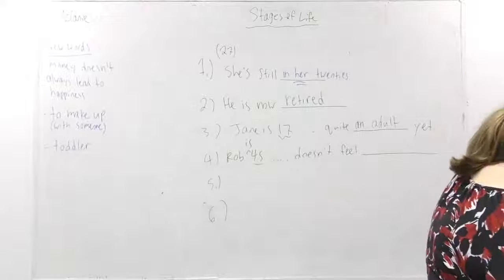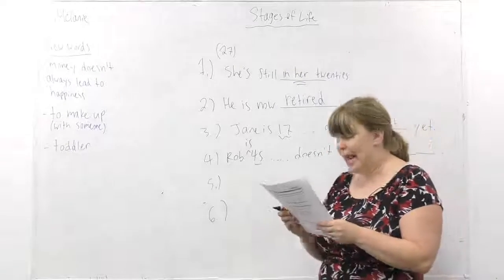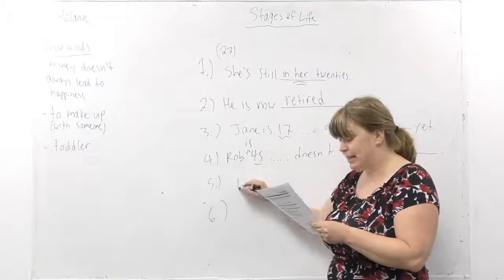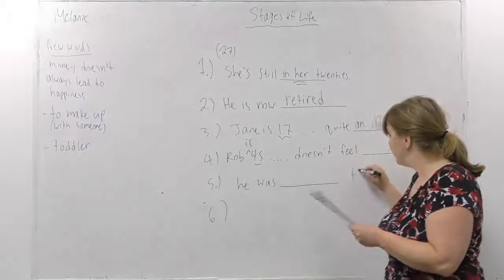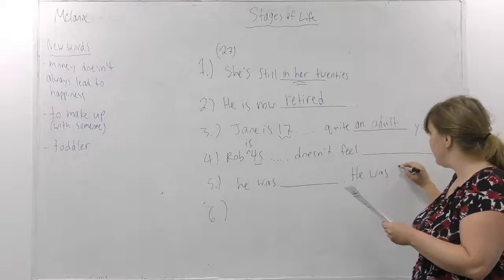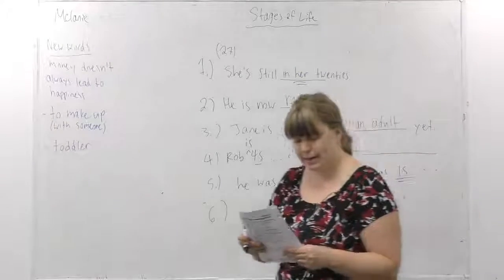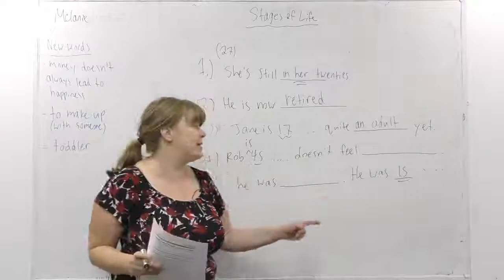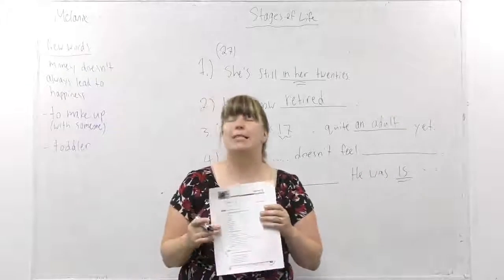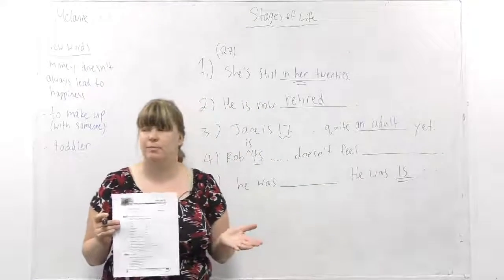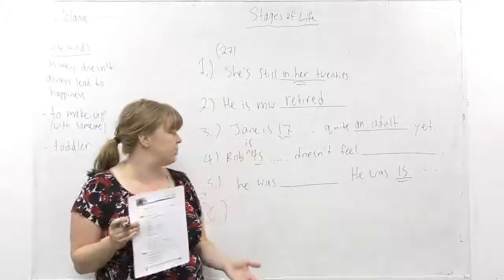Okay, and I'm going to get number five done. When Jack had his first girlfriend when he was blank. So he was 15 years old. Okay, so Jack had his first girlfriend. If he was 15 years old, what was he? Was he a child? Probably not a child. A little older than that, right?